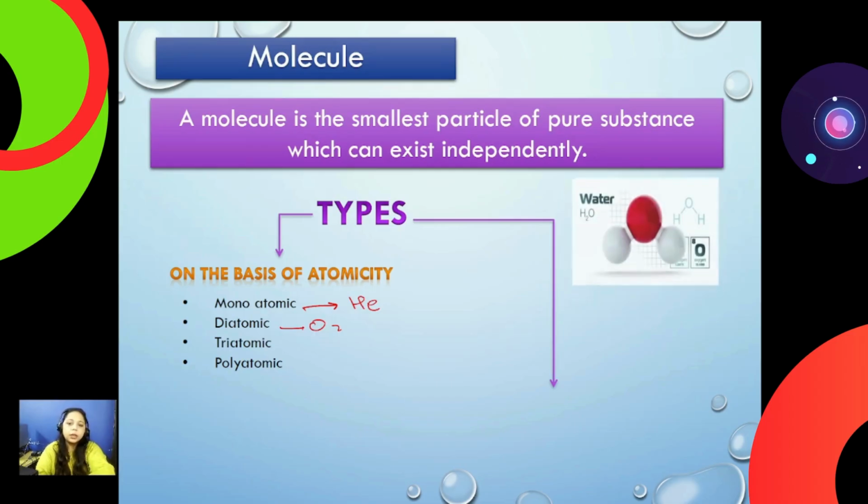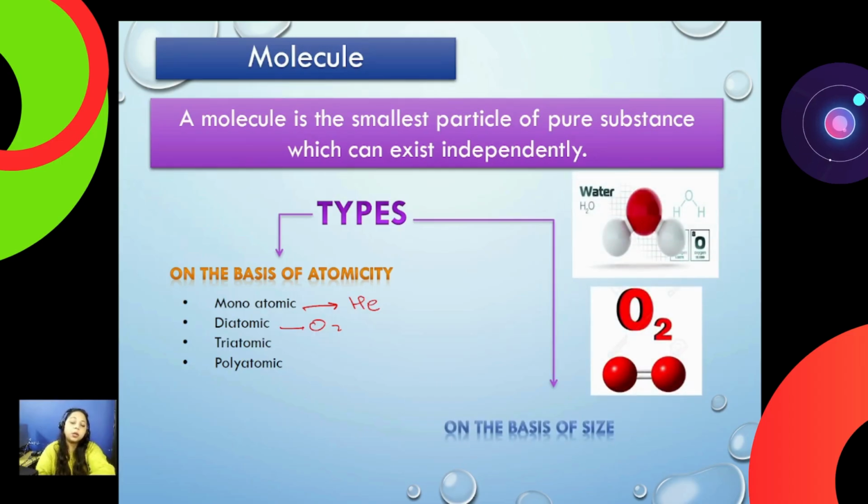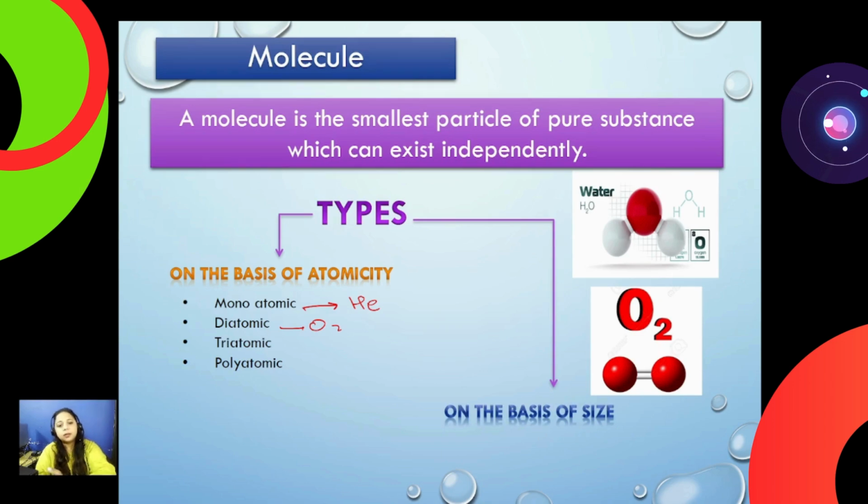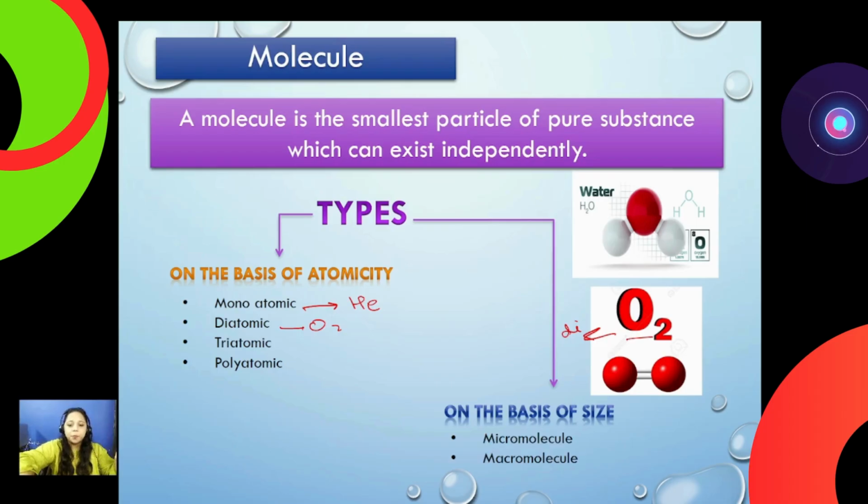So if you look at water, water is triatomic, because it has two hydrogen and one oxygen. So there are three atoms, that is triatomic. But if we look at oxygen, it has only two atoms. It is diatomic. Now let's talk about their size. As I mentioned earlier, they can be very small molecules, and they can be bigger molecules like polymers. As we discussed earlier, graphite is a very huge molecule. It's a macromolecule. So there are two types of molecules: micromolecules and macromolecules.